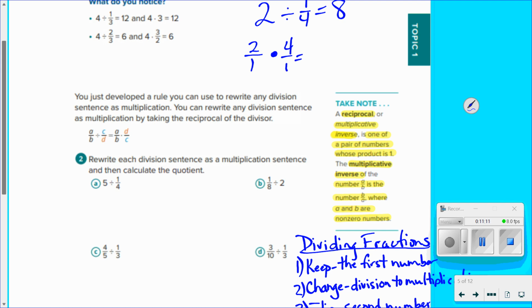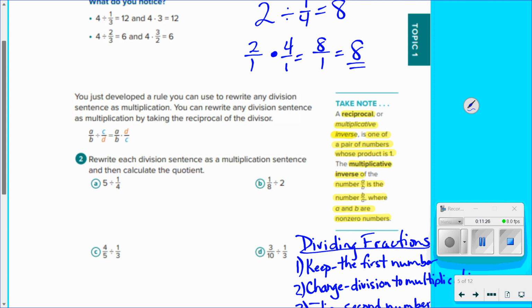So all I'm going to do is 2 times 4 equals 8. 1 times 1 equals 1. 8 over 1 equals 8. So mathematically, did we get the answer that my model said I should? Yes. So did this work?